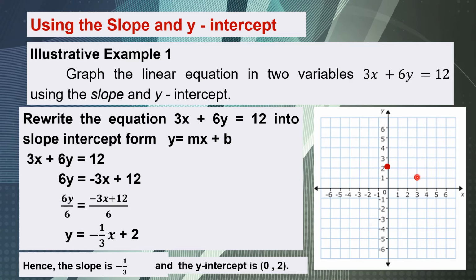Again, our slope is negative 1/3. So, negative 1 going downward, isa lang kasi negative 1. Then, going to the right since it is positive 3. So, 1, 2, 3. So, here's another point. Nandyan. So, connecting now these 3 points here, using a line, we have now the graph of 3x plus 6y equals 12.